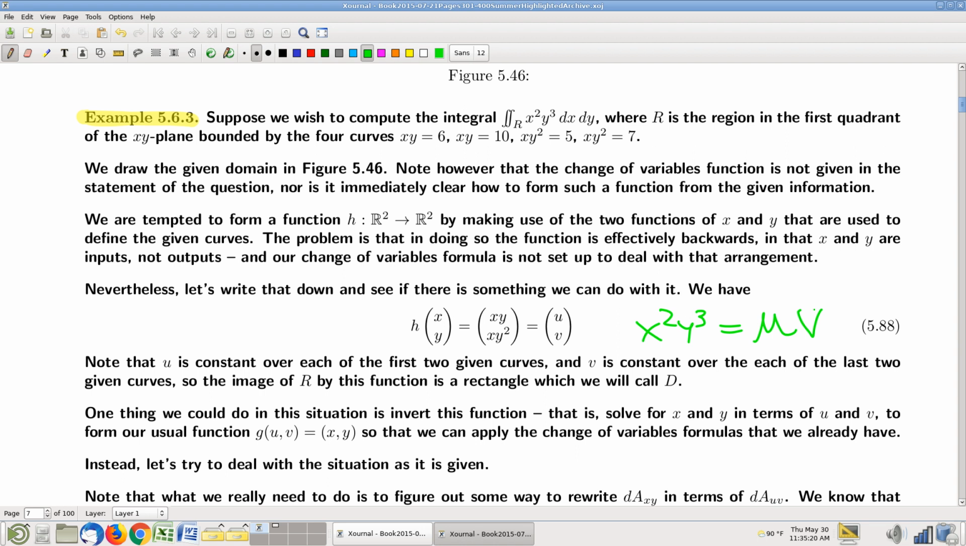Okay. All right. So I don't know why I erased that. That was perfectly innocent.